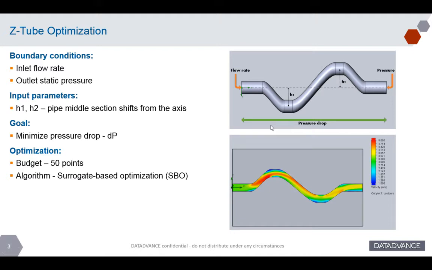So the obvious answer is when H1 and H2 equal 0, but here we will have the optimization budget of 50 points. Let's hope that the solution will converge near these numbers. And as an algorithm, we will use the surrogate-based optimization.